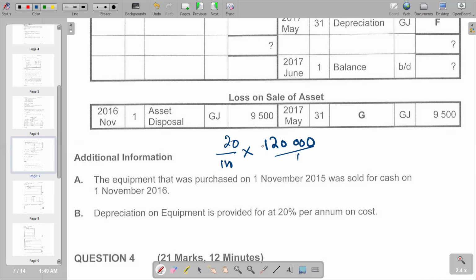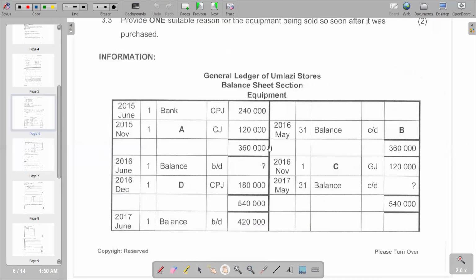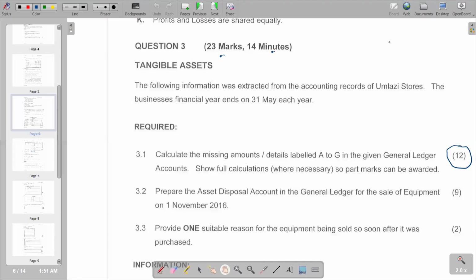We are told that this was purchased on 1 November 2015, and it was disposed. We can just try to see according to the information given on our non-current assets. So our financial year ends, let's just take note, we made a mistake. Our financial year end is 31 May. 31 May is our financial year end. So let's take note of that.